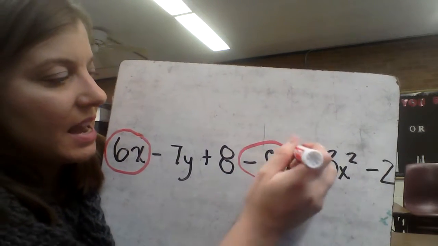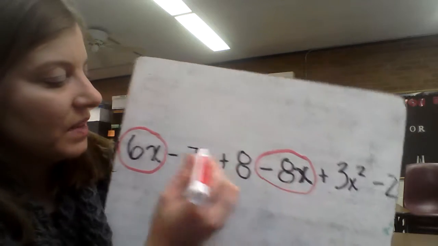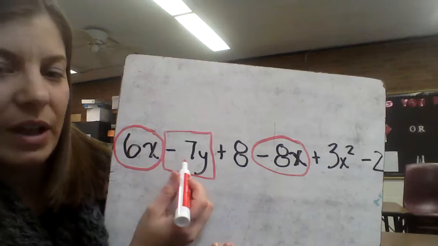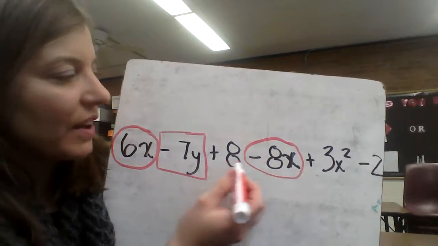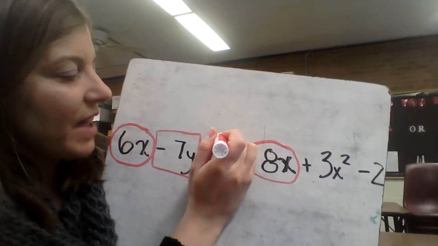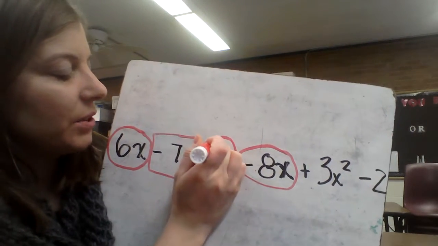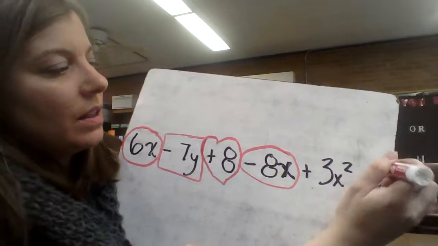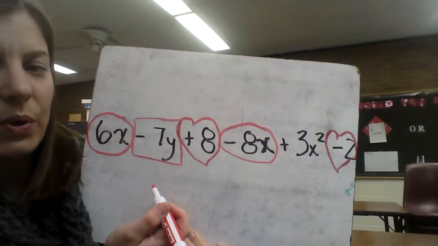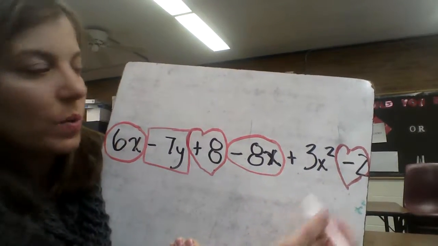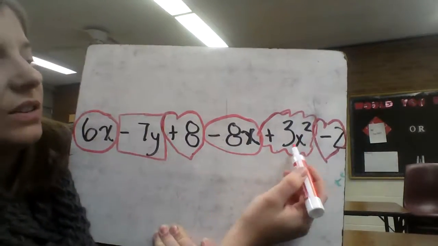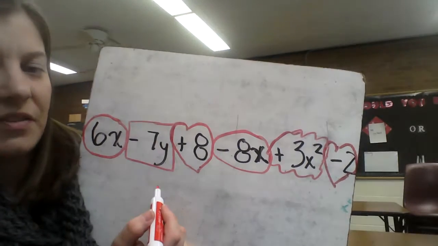Make sure I get the negative with that. So it's negative 8x. Negative 7y, I'm going to make a square because that's a different variable. I cannot put those together. If I look across here, there's no other y's, so that's the only square. Positive 8 is a constant. It's a plain number. I'm going to make it a heart. Over here is another plain number, negative 2. So those are both hearts. And then 3x squared, let's make that just like a cloud shape. It's an x squared. We cannot put it with the x's because it doesn't have the same exponent.